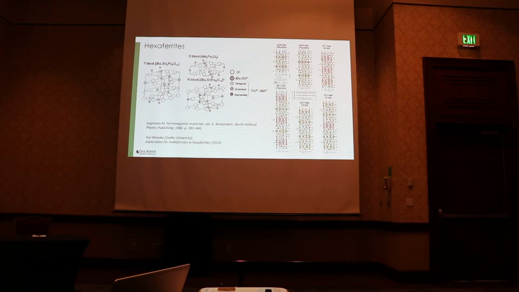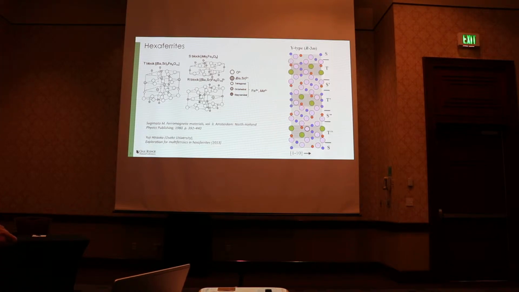This material has different kinds of structures. It's so complicated that in this talk I will not touch the atomic level. All this type of material, the system, has three kinds of blocks. By stacking them together with rotation, they give all kinds of hexaferrite.